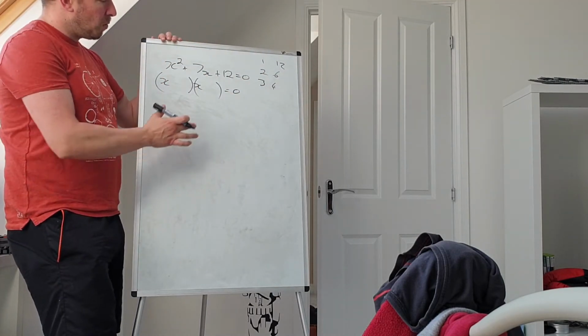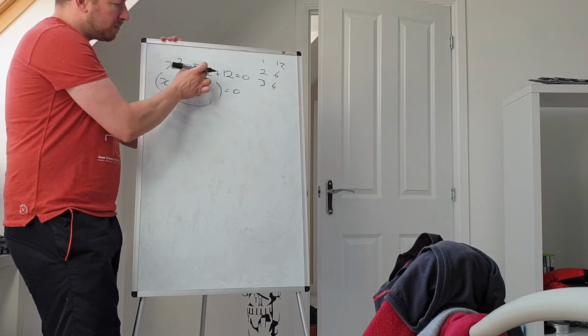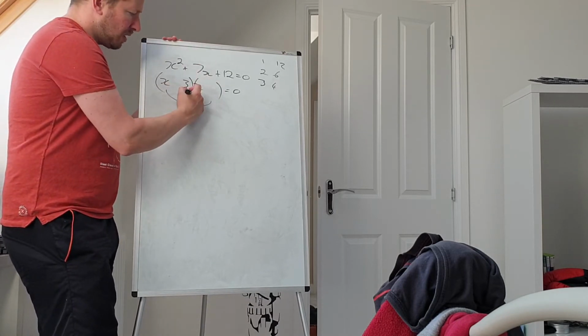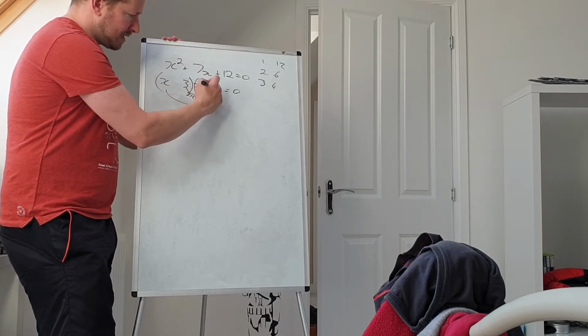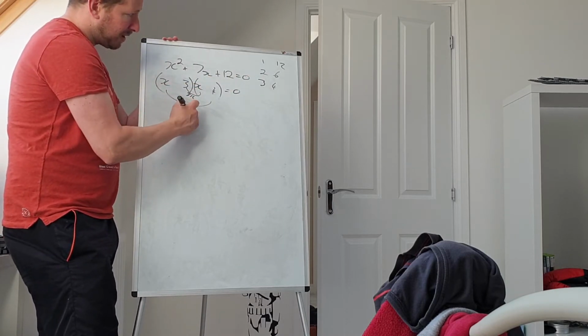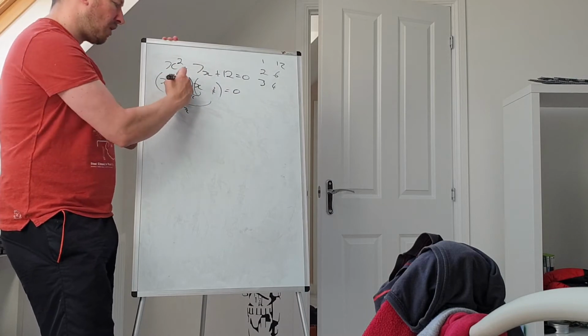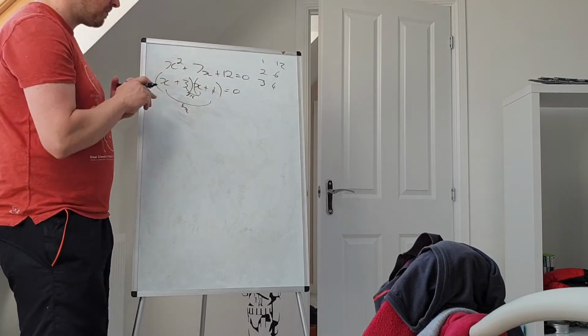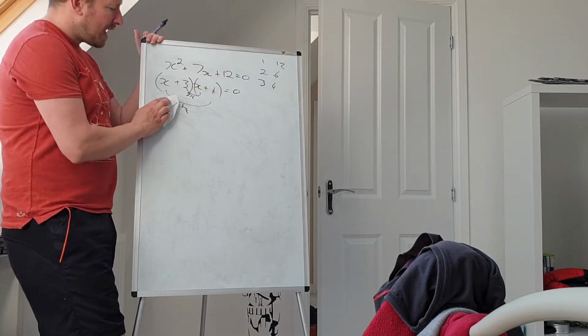Then we look at what, when we multiply out, would make 7x. Well, that's going to be 3x, and if we put 4 there, 3 times 4 is 12, and 3x plus 4x is 7x. So I want that one to be plus and that one to be plus. So x plus 3, x plus 4.